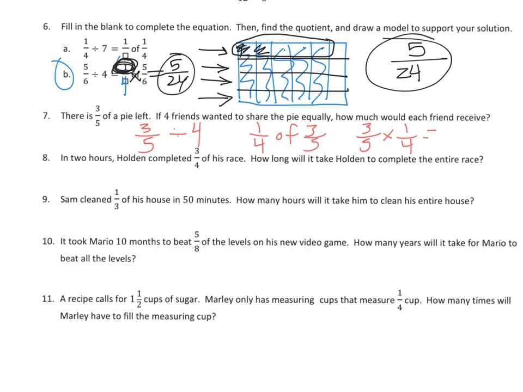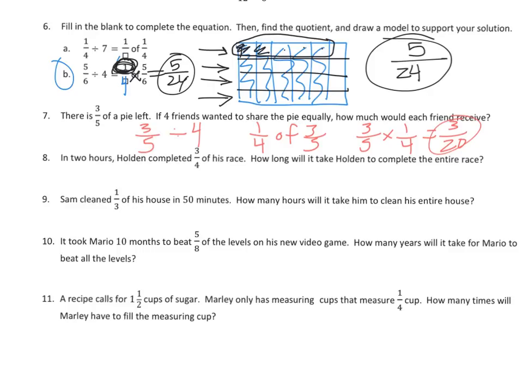So now I can multiply this out. 3 times 1 is 3. 5 times 4 is 20. So each friend would receive 3/20 of the pie. You should definitely write your answer statement in there. I can't really fit mine in, but you can go ahead and do that.